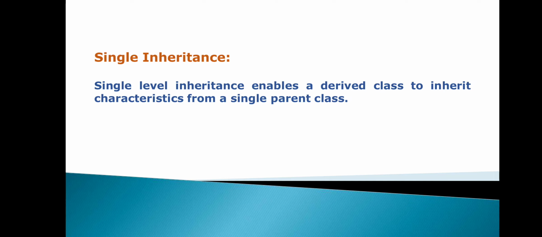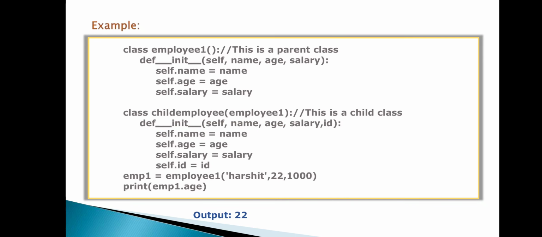Coming to the programming example, Employee 1 here is the parent class. It has some attributes. Child Employee is the child class which is inheriting the Employee 1 parent class, which is inheriting the data from the Employee 1 class. And we created one object and retrieved the object's age.